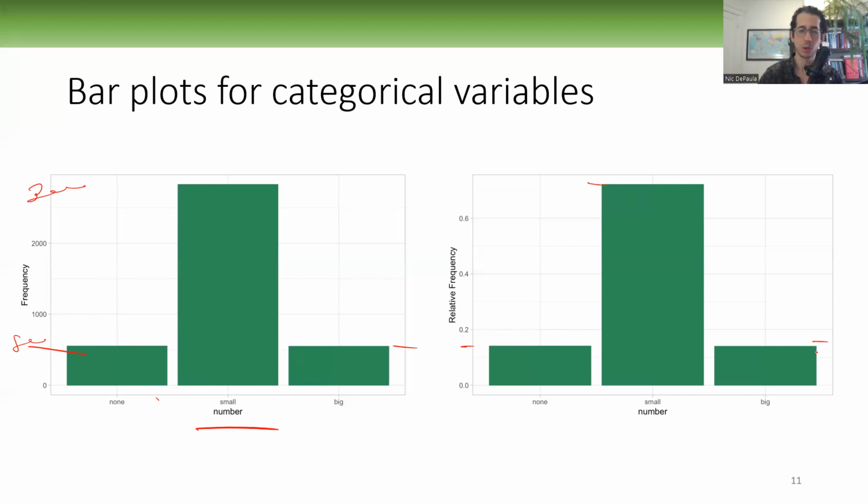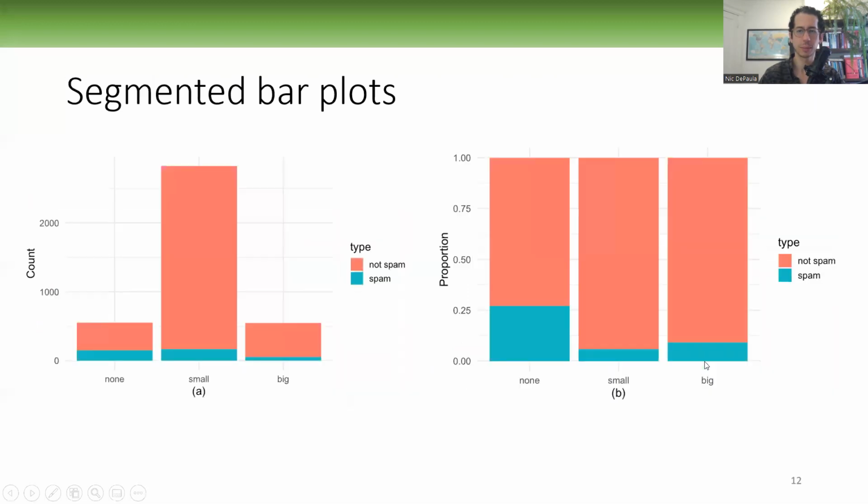Question for you. Why do the shapes of the graphs not change across these two here? We changed it from frequency to relative frequency. Why did the shapes of the graphs among themselves not change? I'll let you think about that.